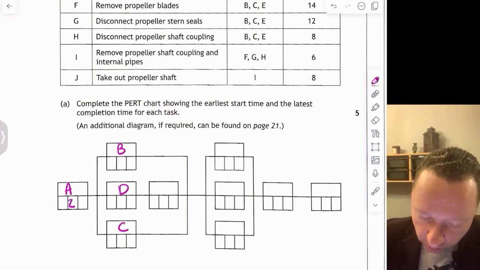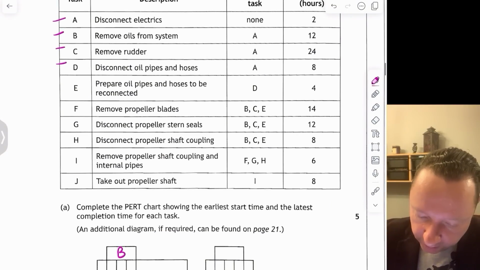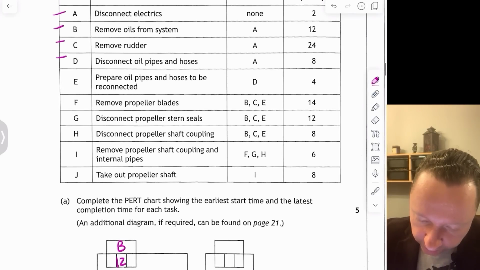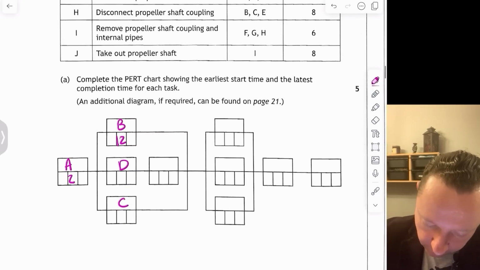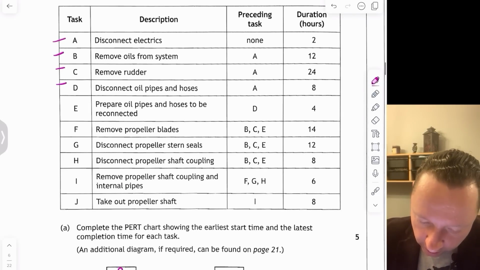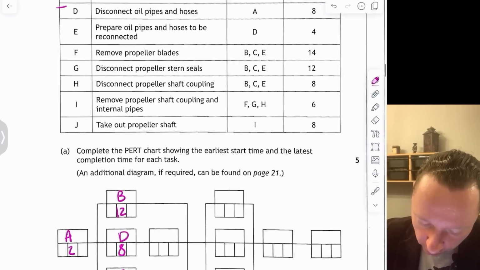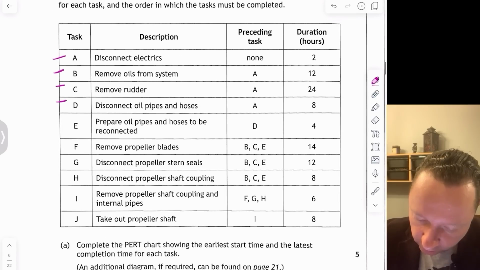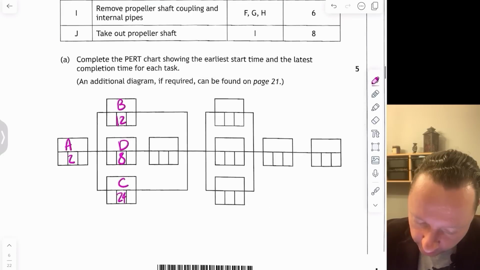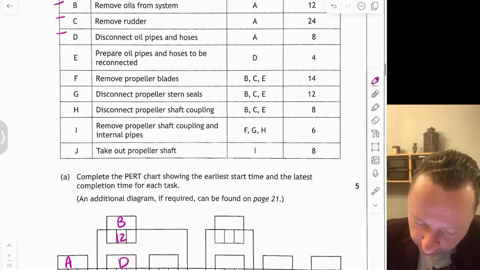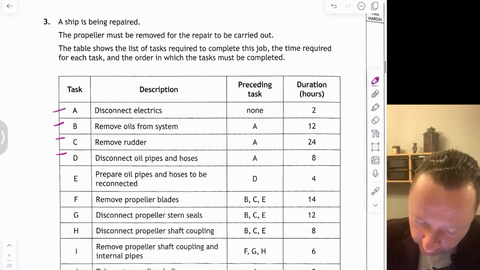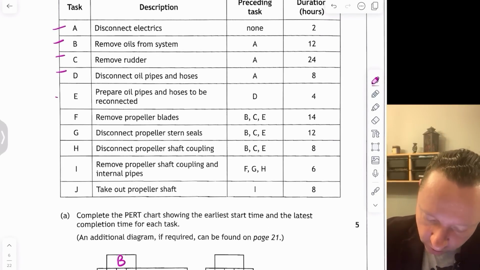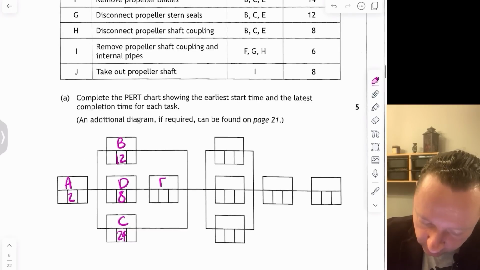So now you can then fill it in. So B is 12. D is 8. And C is 24. Just double check that because you put a different order. B is 12. Yep. D is 8. Yep. And C is 24. Yep. So now we continue. After D is E, which is 4. So there's E there. And that takes 4.